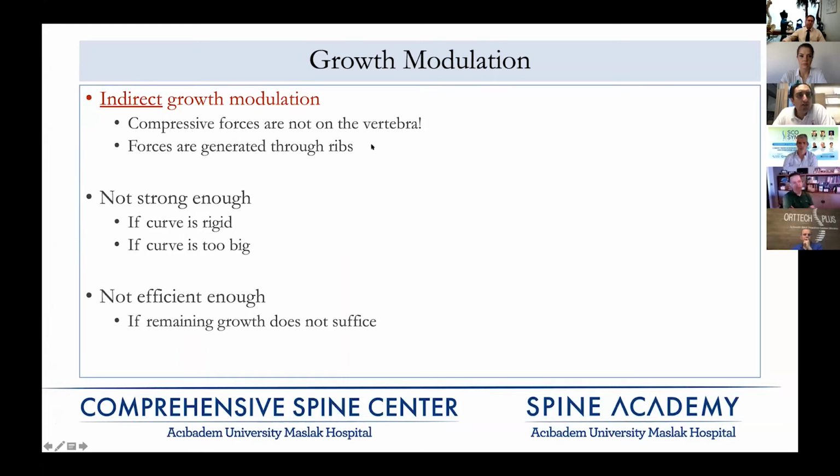So in summary of the part about the braces, this is an indirect growth modulation method because the forces are not on the vertebra. The forces are generated through ribs and soft tissues. So if the curve is too big, or if the curve is very rigid, the growth modulation with braces is not strong enough. And it may not be efficient enough if the remaining growth is not too much.